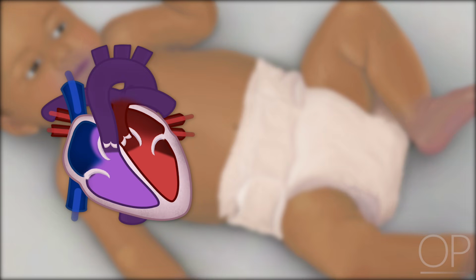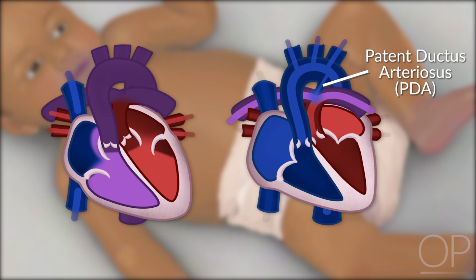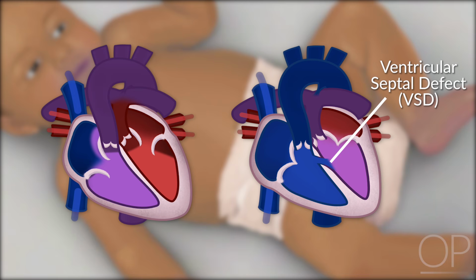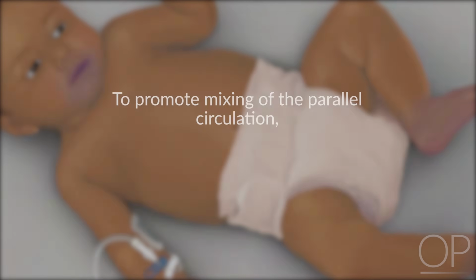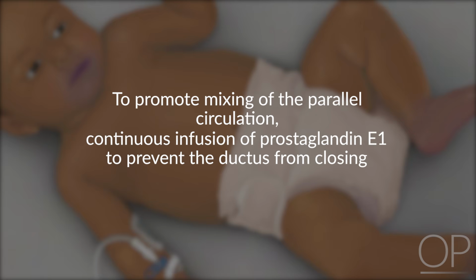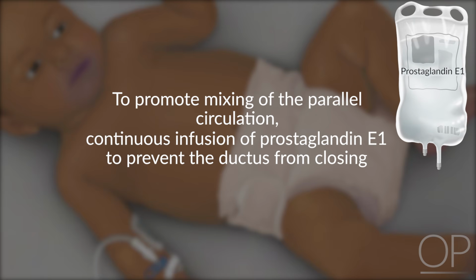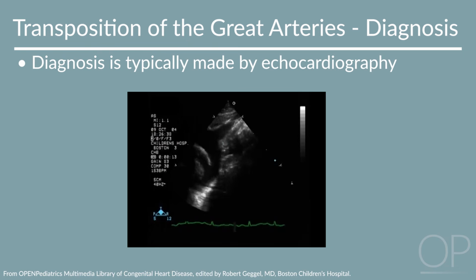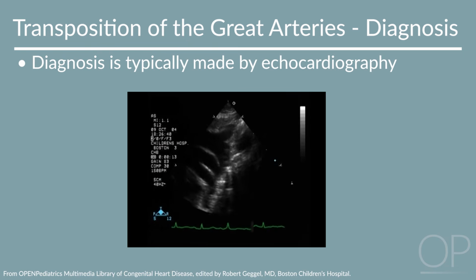The degree of cyanosis is dependent on the presence and size of communications between the two parallel circulations that allow mixing, such as patent ductus arteriosus, PDA, atrial septal defect, ASD, or ventricular septal defect, VSD. To promote mixing of the parallel circulations, most infants are given continuous IV prostaglandin E1 or alprostadil. The condition is most often diagnosed by prenatal or postnatal echocardiography.